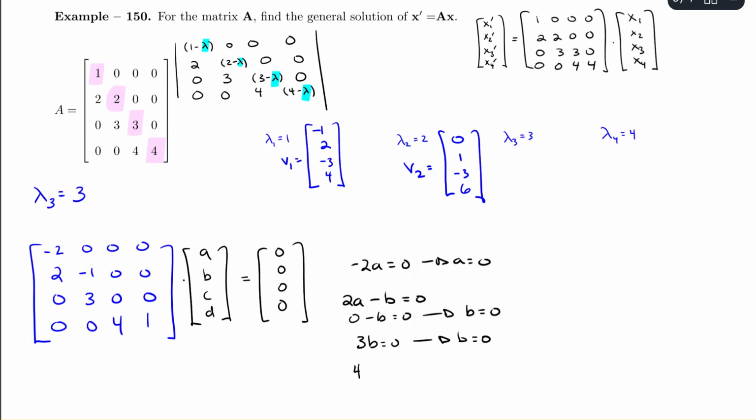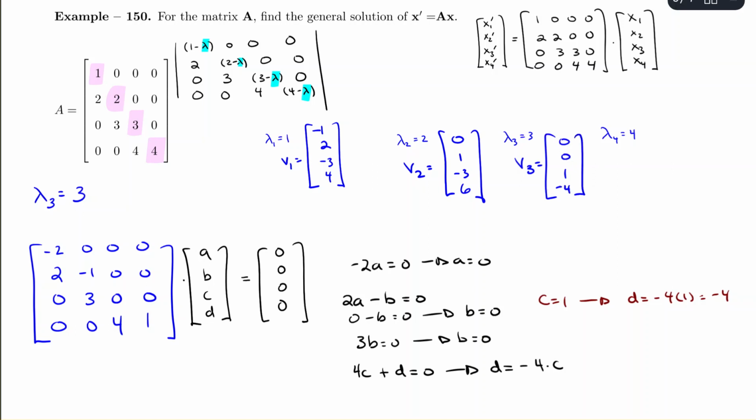Final equation, 4c plus d equals 0. We can solve this and get d by itself. D must be negative 4 times what c is equal to. So we know a and b are 0, d and c are related in this way. So let's pick a nice value for c. If c is equal to 1, this tells us d would be negative 4 times 1, or negative 4. That gives me that my third eigenvector should be 0, 0, 1, negative 4.